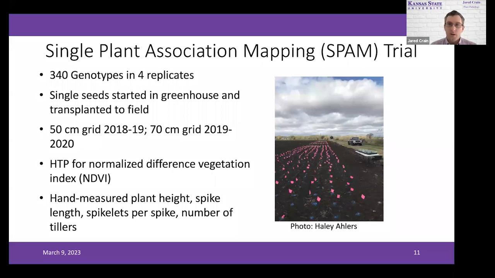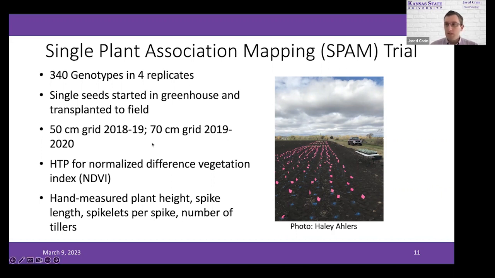And this used 340 genotypes. Many of those lines, about 280, were in the hard winter wheat association mapping panel. So they've been used in a variety of studies, not just this particular experiment. And for single plants, we started a single seed in the greenhouse to ensure that we only had 1 seed, 1 plant. And then later on, about 3 weeks later, those single plants were transplanted into the field on a spaced grid. And this picture just shows everywhere there's a pink flag or blue marking would be where a single plant was getting transplanted into the field.